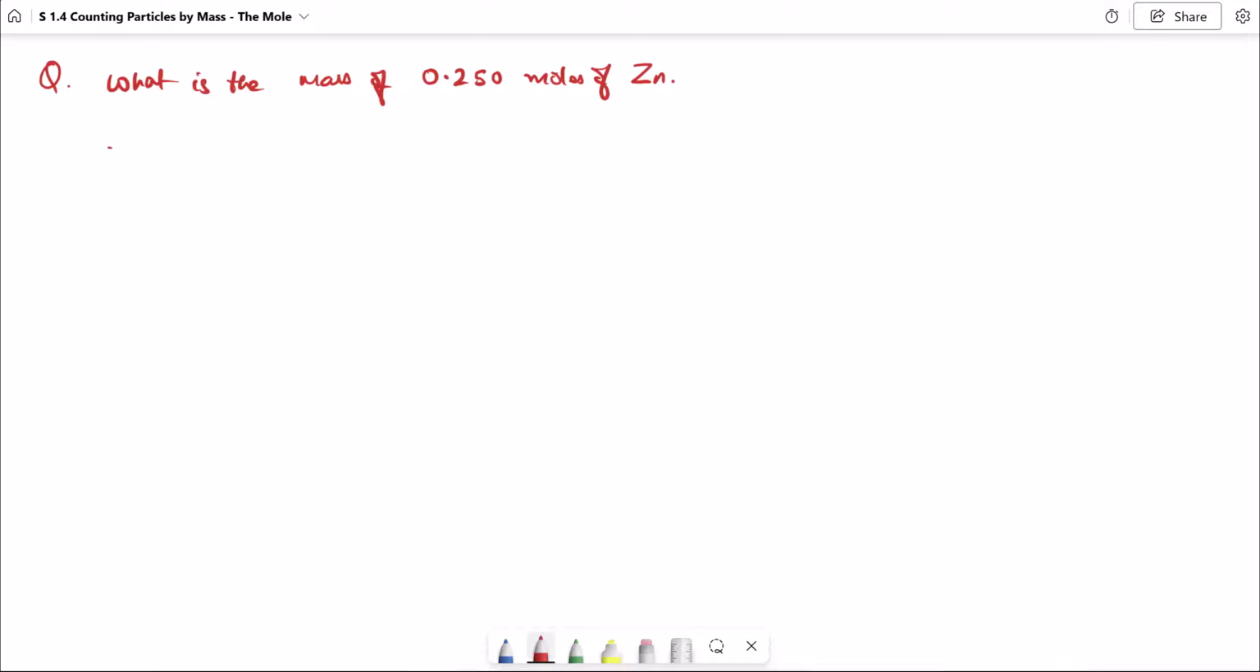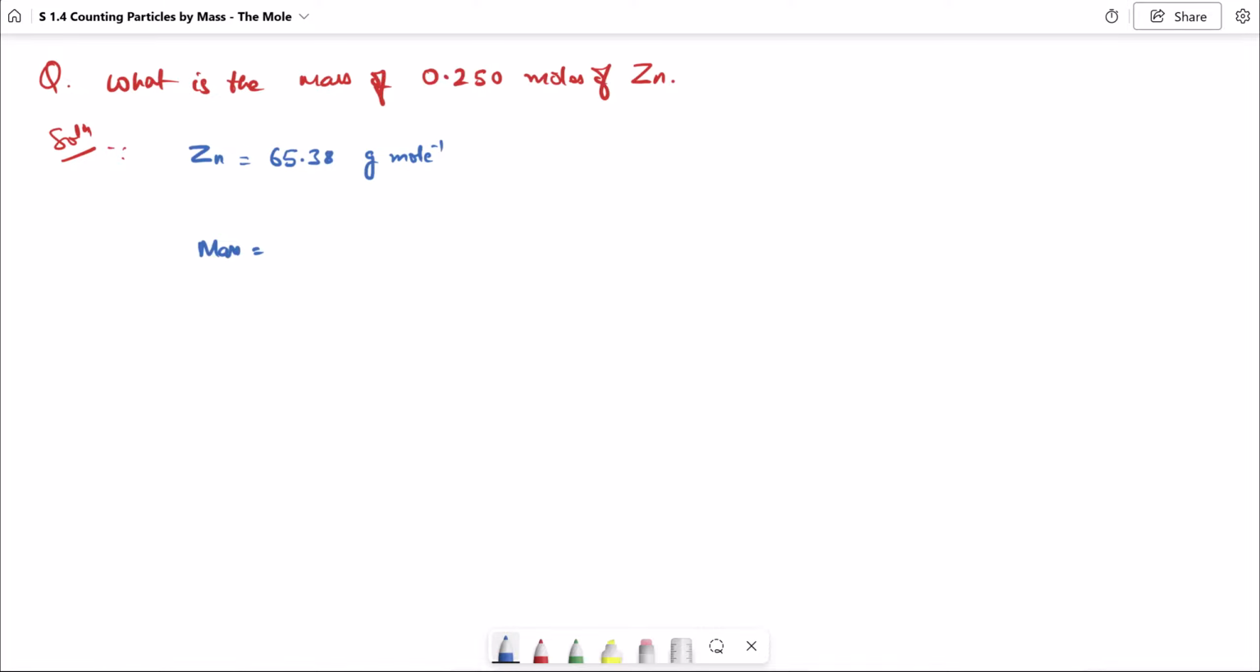So first, using your data booklet, you can find the mass of zinc. So Zn mass is 65.38, right? That is a molar mass, so gram mole inverse. Now the mass can be calculated.